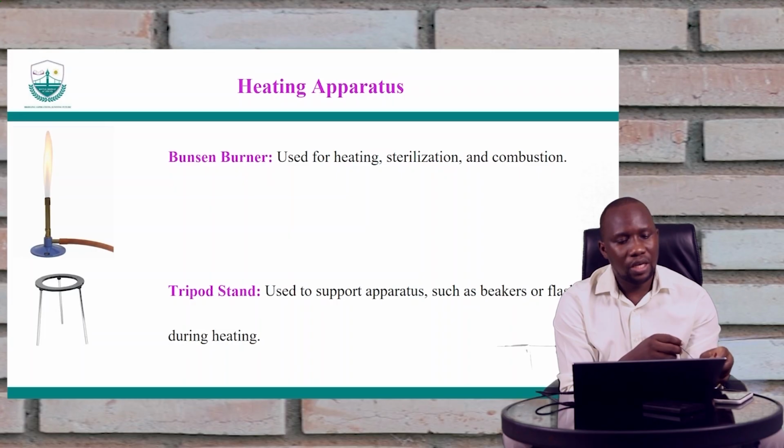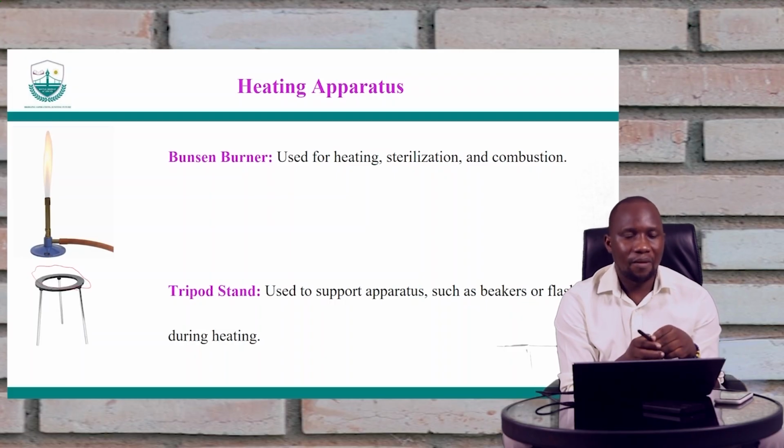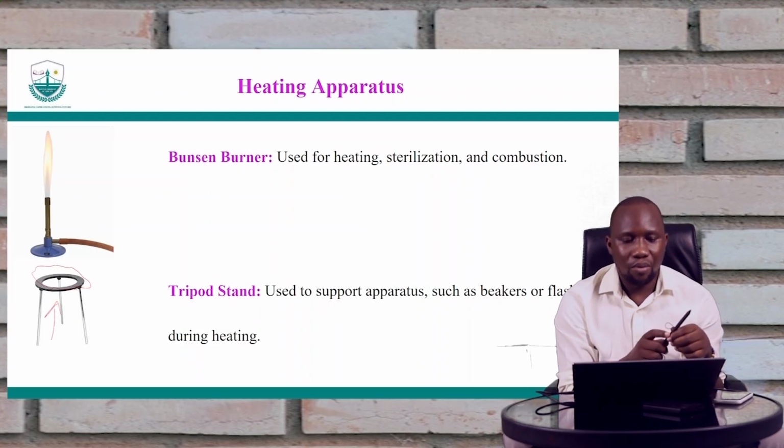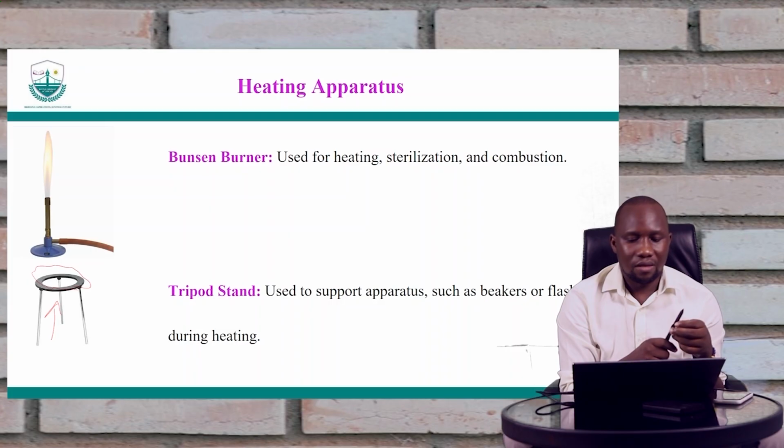So for example, you want to heat the beaker. You can place the tripod stand above the Bunsen burner, and then you can put the beaker here. Okay, you put the beaker there, and then your source of heat there. So that's to support the beaker or flask during heating.